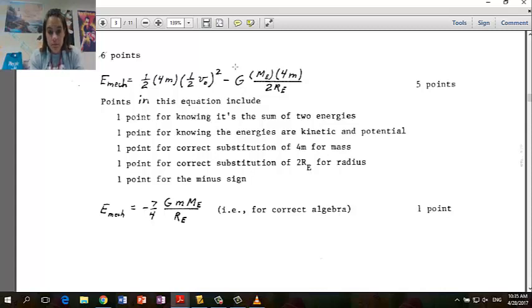Okay, so 1 point for knowing that it's the sum of the two energies. 1 point for knowing the energy is both kinetic and potential. 1 point for having the correct mass of 4m in there. 1 point for the radius being correct, the 2 re. And then 1 point for having the gravitational potential energy as negative. Then 1 point for solving the algebra correctly. So those are your points for the Unit 8 FRQ.